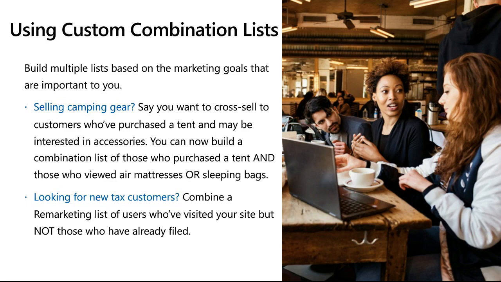Again, it's tax season. Let's say you are a tax filing provider, and you have a remarketing list of users who visited your site, but you don't want to spend remarketing on those who've already filed. So using this combination list, you can take out those users and focus only on truly new users that you want to acquire. To summarize, this is one of the top asks for our audience targeting feature set, and I hope it delivers good results for you and your customers.